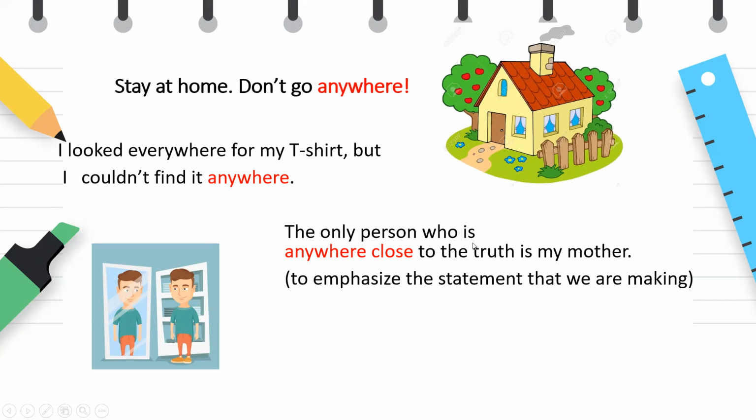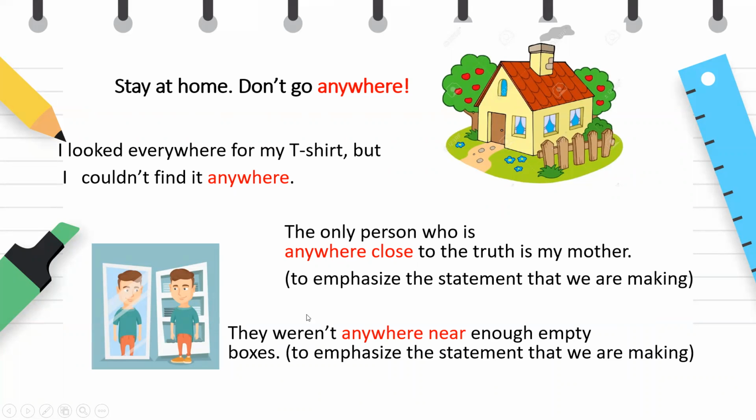The only person who is anywhere close to the truth is my mother. Here, we emphasize the statement that we are making. They weren't anywhere near enough empty boxes. Again, with the same meaning.